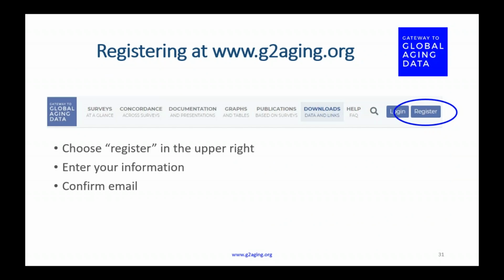To be able to download a lot of the things that we talked about today, including the concordance tables, the data creation code, or the harmonized code books, we do ask that you register. Registering is really simple on the Gateway. You just give us some basic information and confirm your email. It helps us keep track of who's using the website and what you're doing with it.